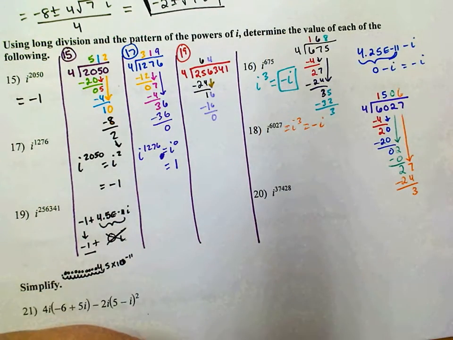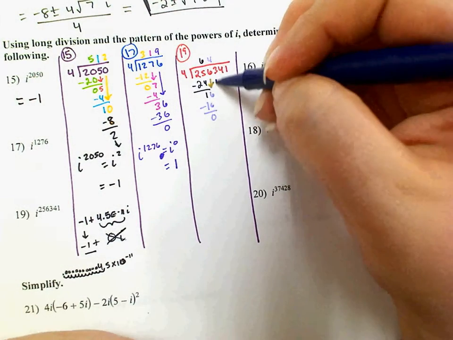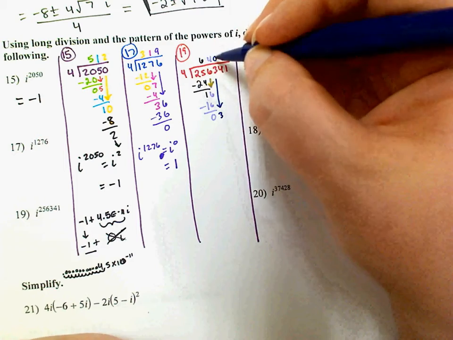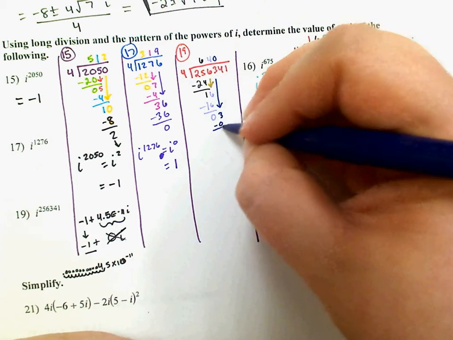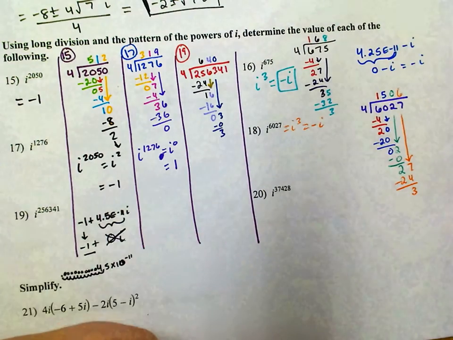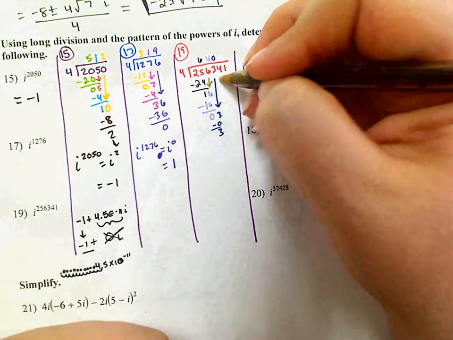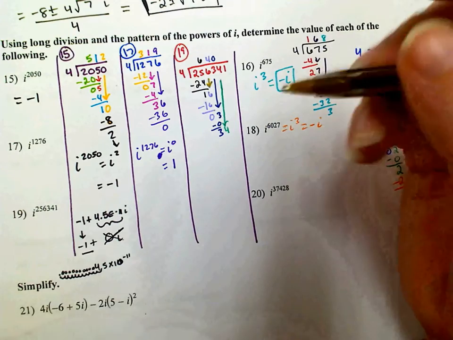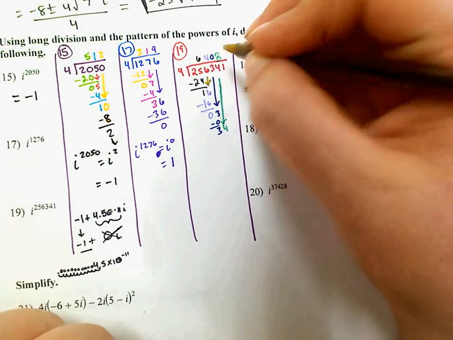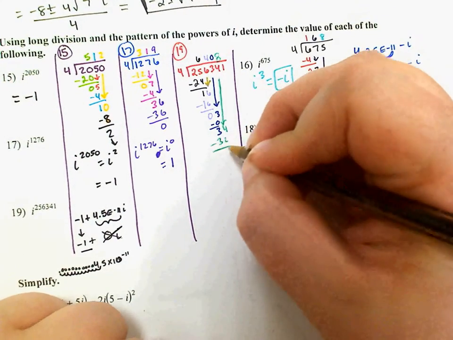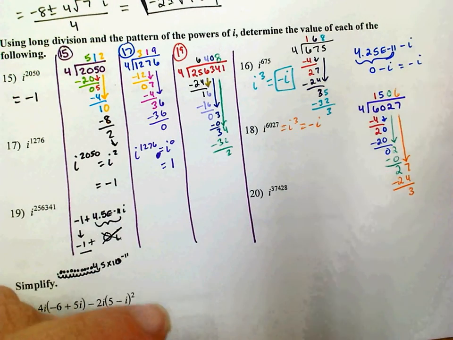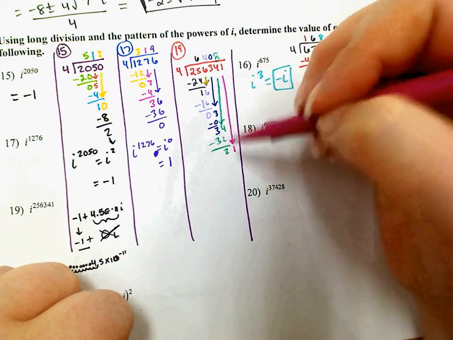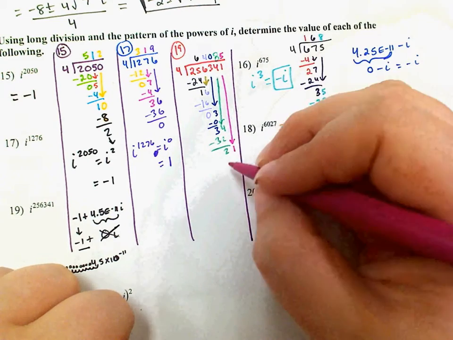Bring down the 3. 4 does not go into 3 at all, so I have to put a 0 above it. 4 times 0 is 0. Subtract, and I've got the 3 still. But now I bring down the 4. 4 goes into 34. Well, 4 times 8 is 32, so I'm going to think 8. 4 times 8 is 32. Subtract, and we're left with 2. And then bring down the 1. 4 goes into 21 5 times, because 4 times 5 is 20. Subtract, and I'm left with 1.